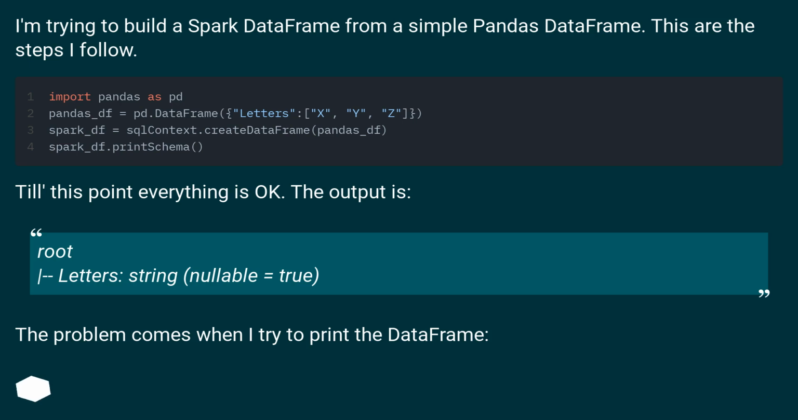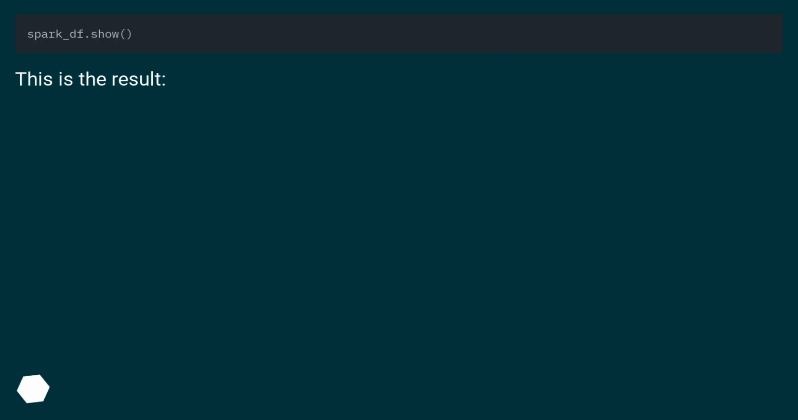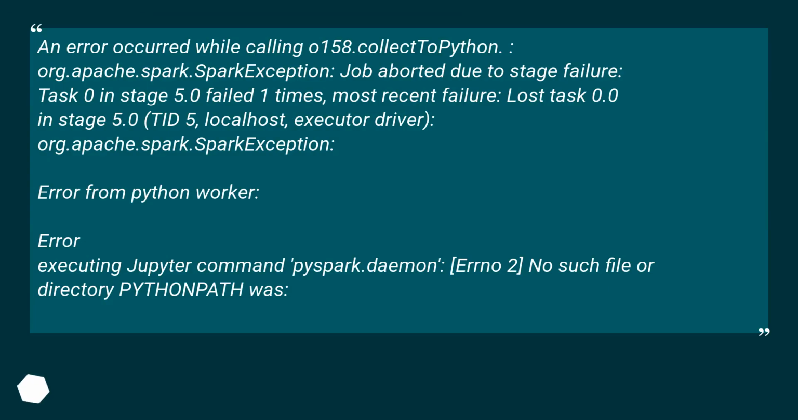The problem comes when I try to print the data frame. This is the result. An error occurred while calling z:org.apache.spark.api.python.PythonRDD.collectAndServe.